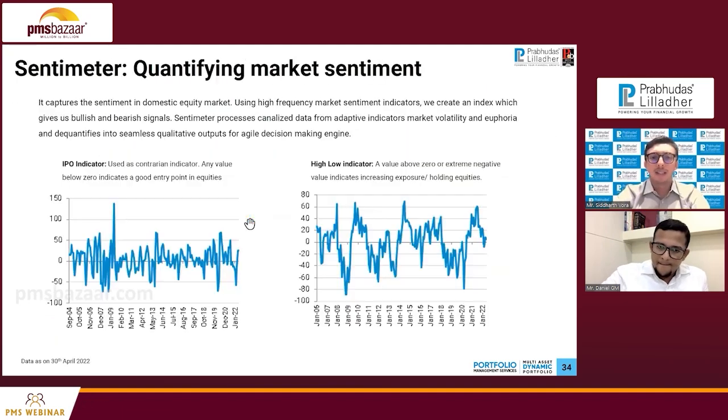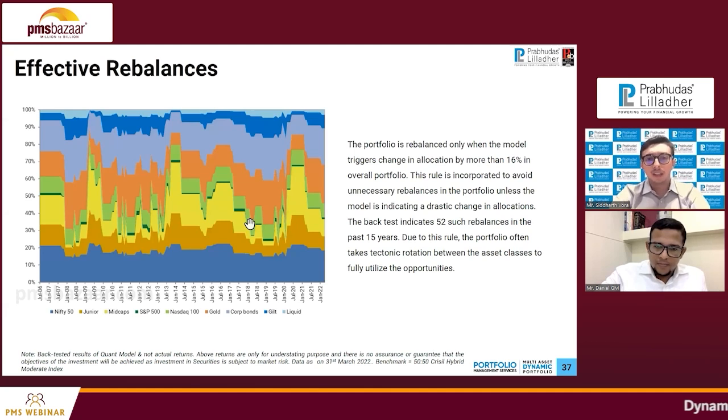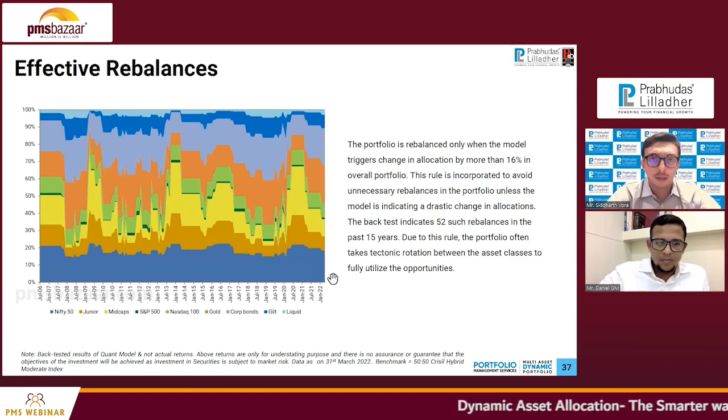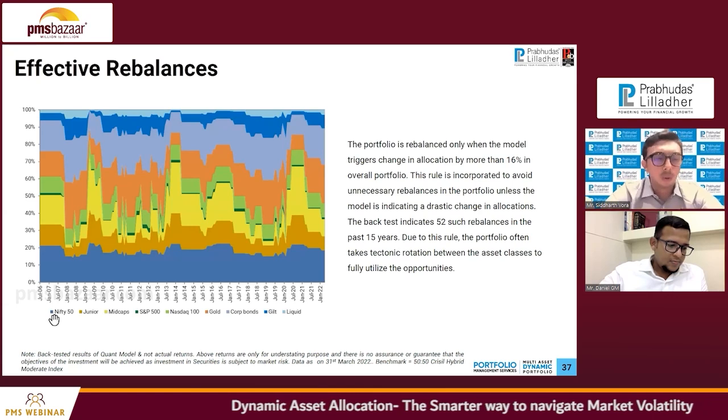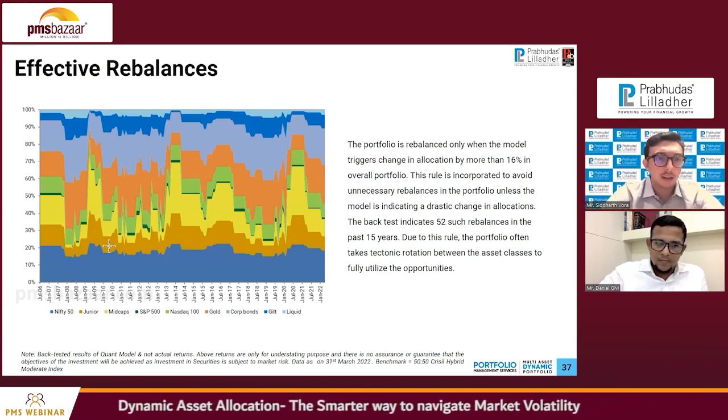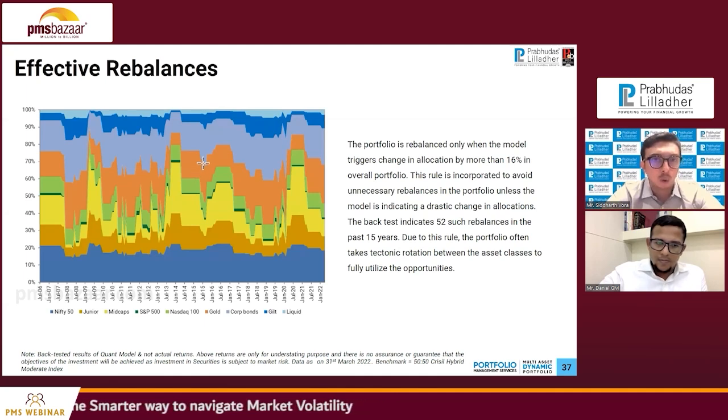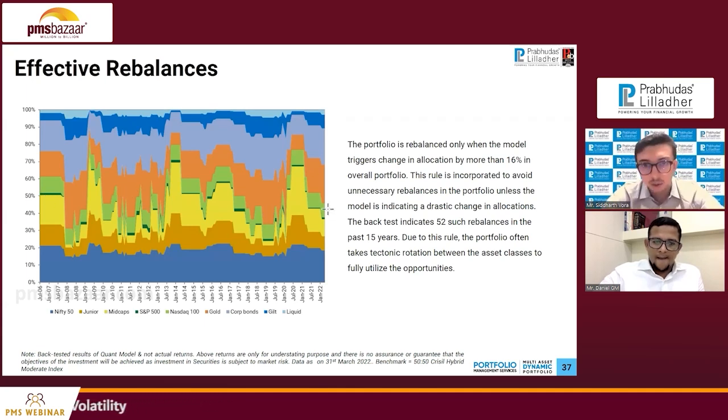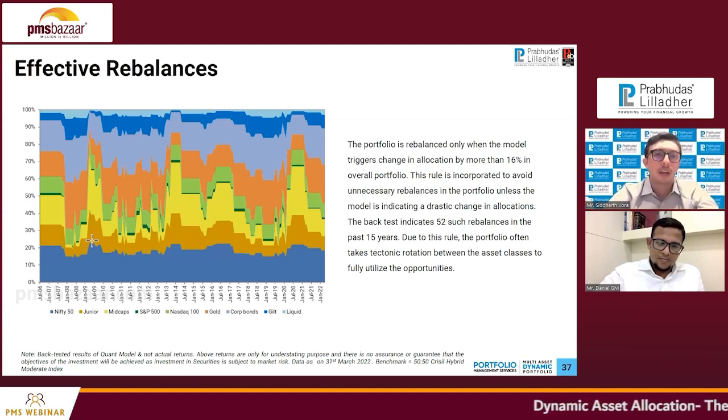To give an example of how asset allocation moves through the live portfolio, this represents since Jan 2006 till now, till 2022, how the asset allocation has changed across cycles and across periods. So the blue here represents Nifty, the dark yellow represents junior, this one represents mid caps, S&P 500, NASDAQ, gold, corporate bonds, gilt, and liquid. So over the cycles, we see that our model is able to dynamically move in and out of asset classes for the tactical component of the portfolio. And the idea to do this is only to control risk and have more capital when the outlook is favorable. That is the simple way the strategy works.